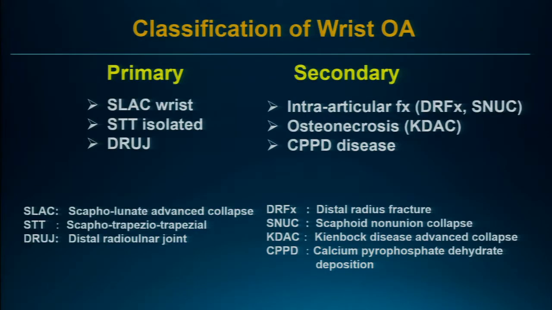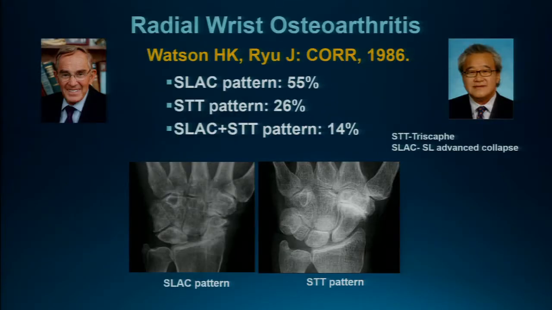So the classification of wrist OA is divided into two, primary and secondary. And I'm going to talk about the primary wrist OA: SLAC wrist, STT-OA and DRUJ-OA. Radial wrist osteoarthritis was reported 30 years ago by Dr. Kirk Watson and Dr. J.R. Ryu. And they divided it into three: SLAC pattern, SNAC pattern, and the combined pattern.